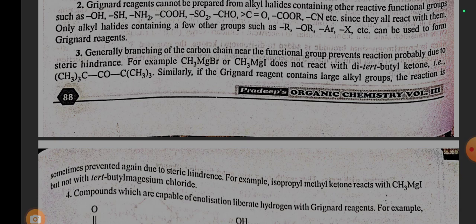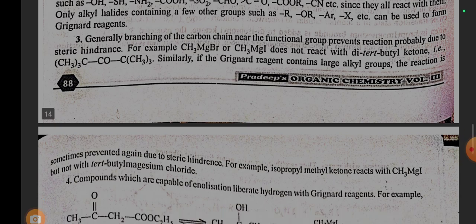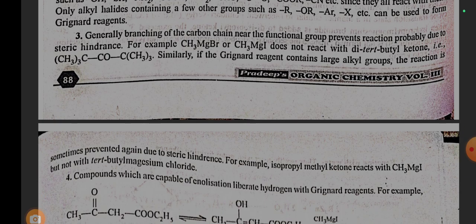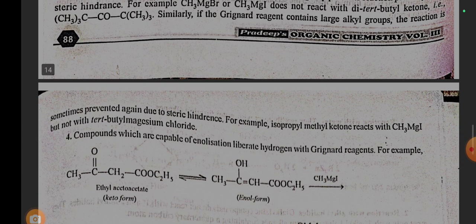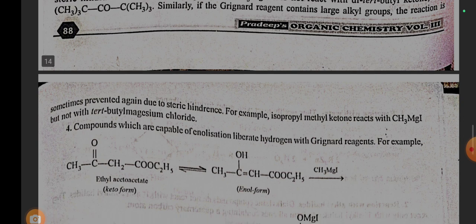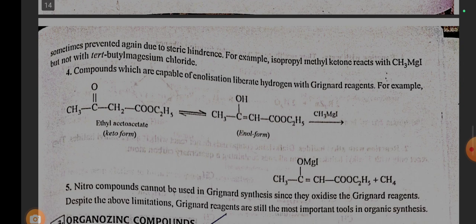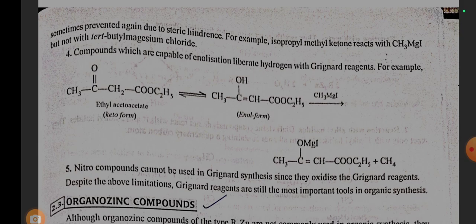3. Generally, branching of the carbon chain near the functional group prevents reaction, probably due to steric hindrance. For example, CH3MgBr or CH3MgI does not react with di-tert-butyl ketone. Similarly, if the Grignard reagent contains large alkyl groups, the reaction is sometimes prevented, again due to steric hindrance. For example, isopropyl methyl ketone reacts with CH3MgI but not with tert-butyl magnesium chloride.